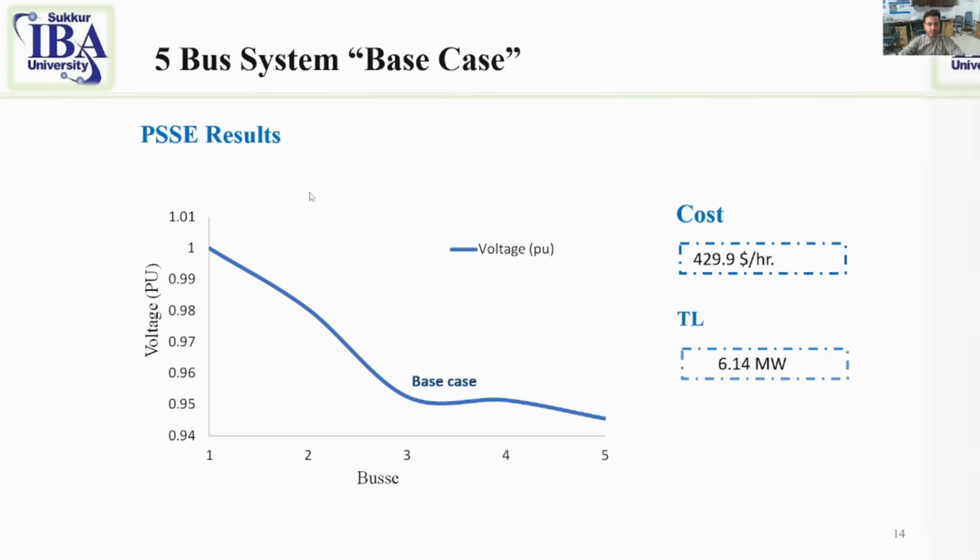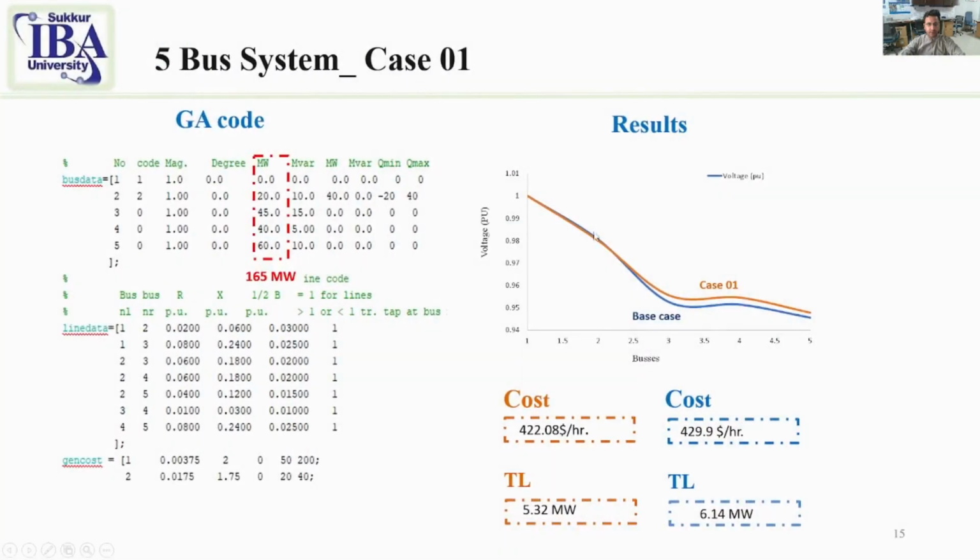Moving with this, this is our case number 1. You can see we did the optimization. Here you can see the voltage level has been improved. Also, the blue shows the base case, and we will compare it with our optimized case. You can see the cost is now reduced to $422.08 per hour. Also you can see the total losses, that is 6.14 megawatt, reduced to 5.32 megawatt.